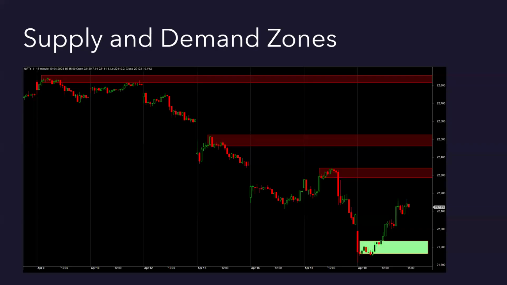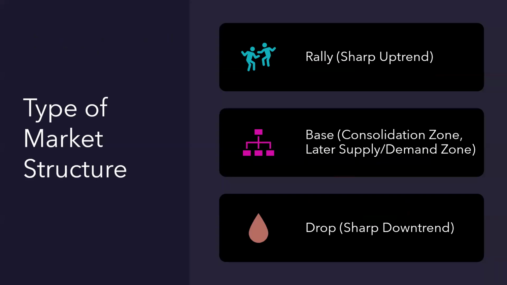So here you can see that I had plotted the supply and demand zones based upon market structure rules. Some of the very basic market structure rules are rally, base, and drop. Rally means a sharp uptrend. Base means some sort of consolidation. It can be a single candle consolidation or a multi-candle consolidation. And drop is a relatively sharp drop in the markets.